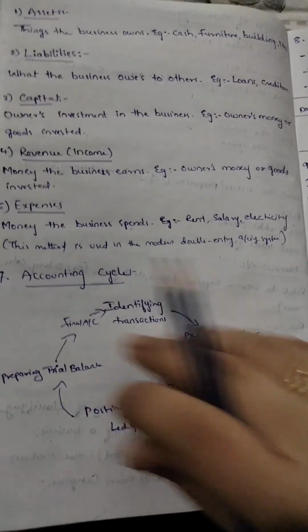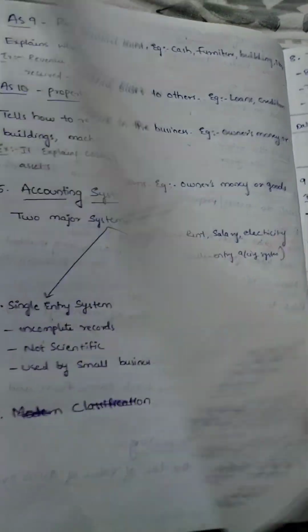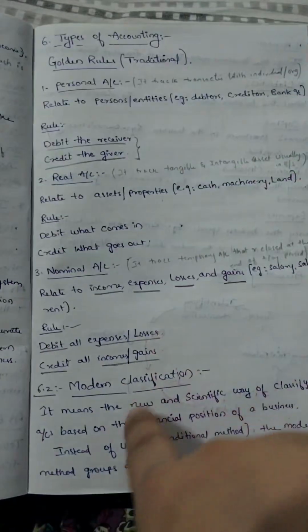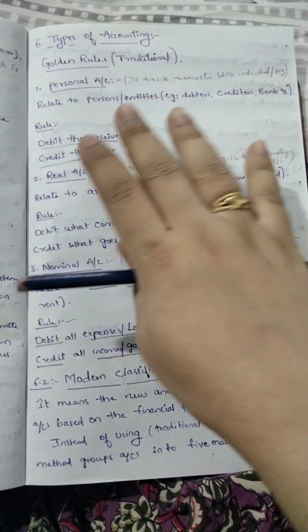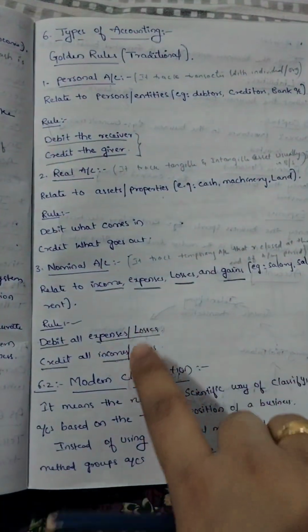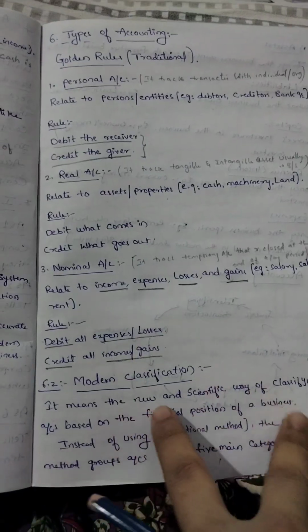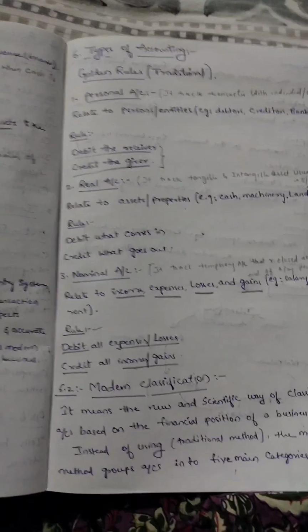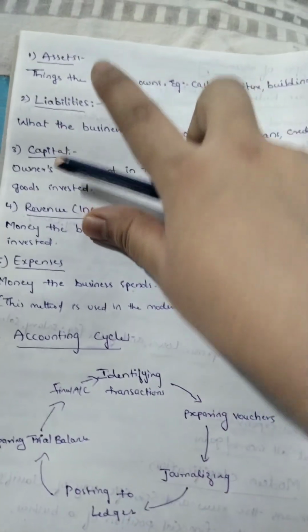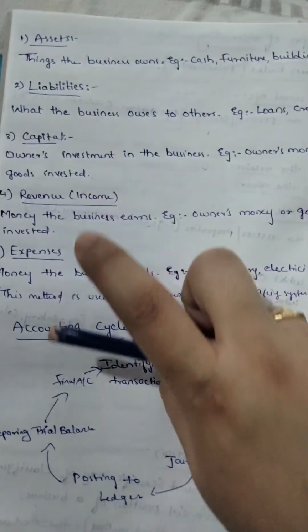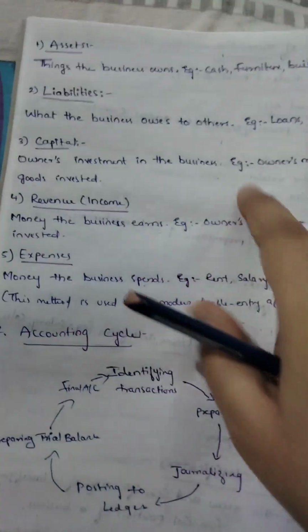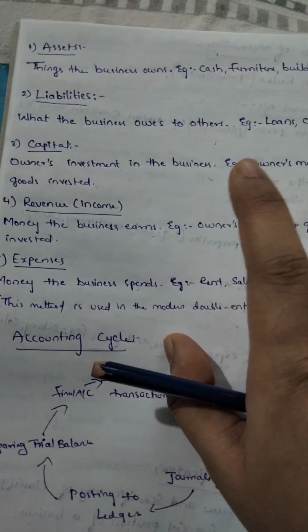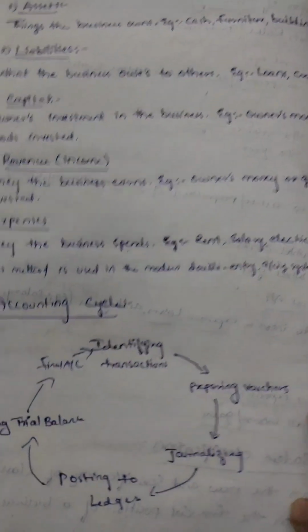Got it? So these are the two types of accounting, that is traditional and the modern. The traditional are the personal account, real account and the nominal account. And the modern account is classified into the 5 types, that is assets, liabilities, capital, revenue and expenses. And the modern method is used in the modern double entry accounting system.